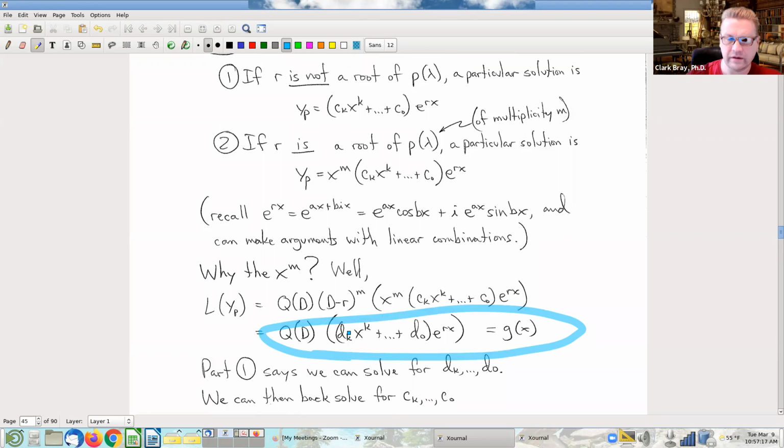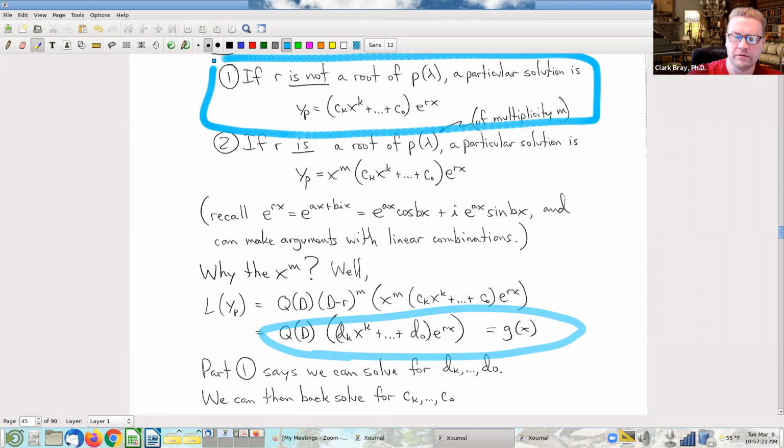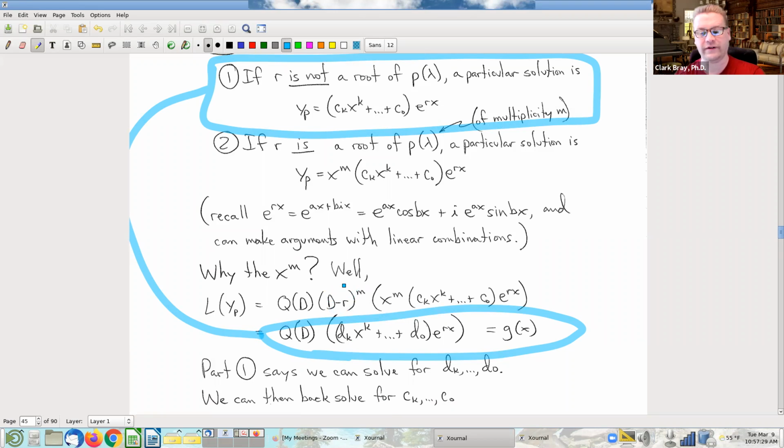Right? This is a case 1 situation where we've already gotten rid of the terms, the factors in the characteristic polynomial that have r as a root. Here, then, the r is not a root. And so this is a naive case, and we know how to solve these equations. We write down stuff like this. So we're good with that equation.